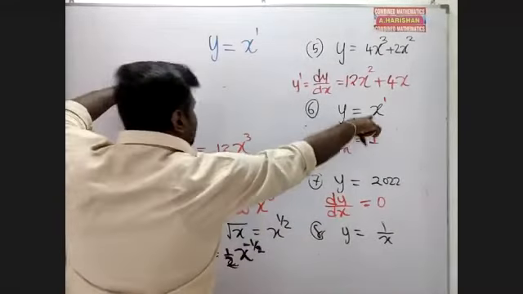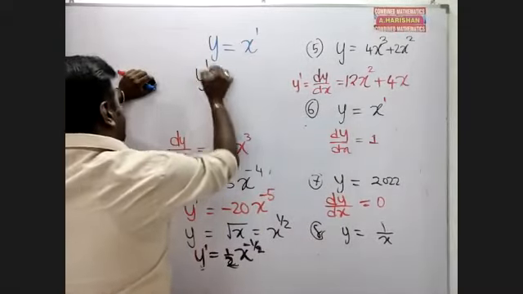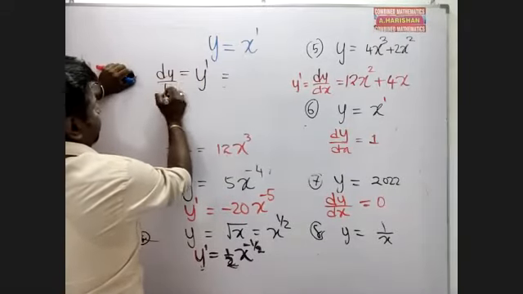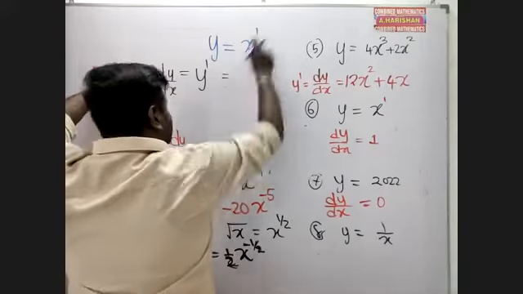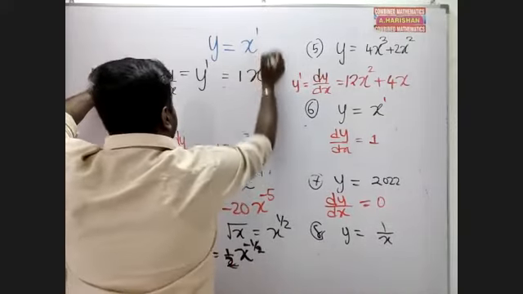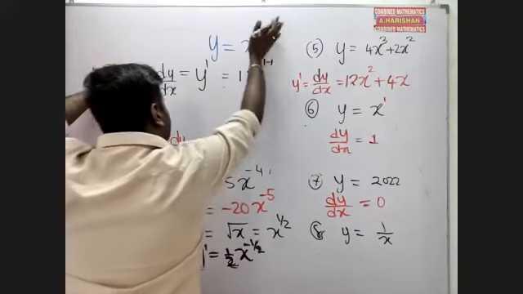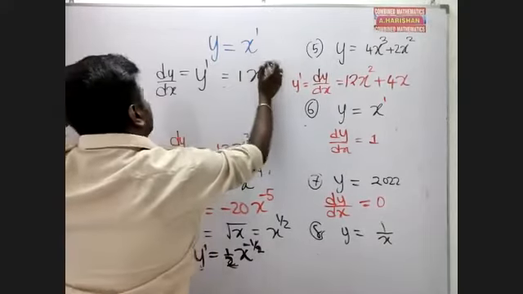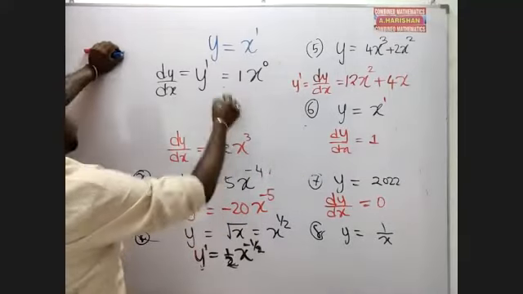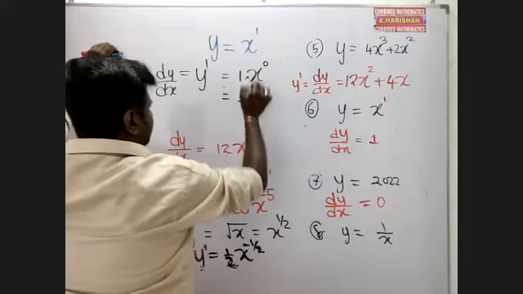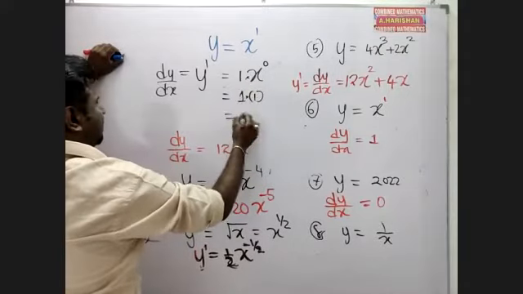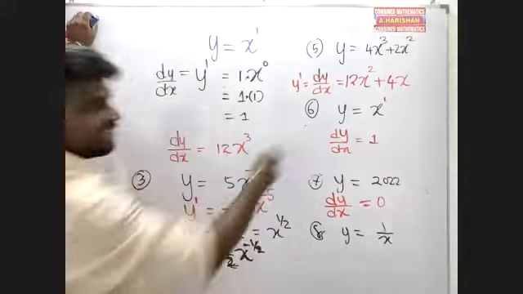X to the power 1. If you differentiate that, y prime, or you can put dy by dx, anything. Bring the 1 down and subtract 1, so that becomes 0. Now 1 into x to the power 0 is 1. That is 1. Understood? That's the sixth one.